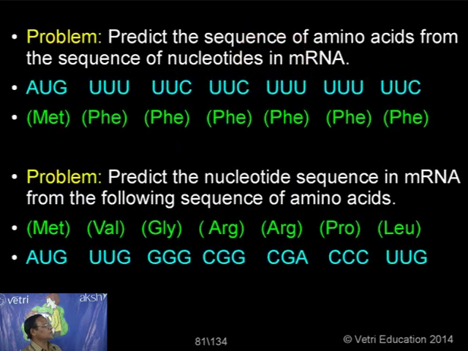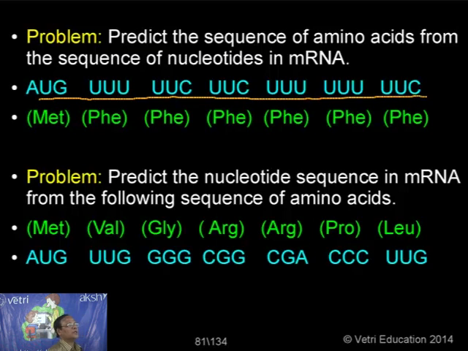Now this is the problem. You see that when you predict the sequence of amino acids from the sequence of nucleotides in mRNA, now these are all the sequences of nucleotides in mRNA, and you have to just find out. I mentioned already the first amino acid is always methionine, because the initiator codon is AUG. So these are all the amino acids. So in the first problem, the nucleotide sequences are given, and you have to find out the amino acids. In the second problem, the amino acid sequences in a protein are given, and you have to find out the type of codon for each one. This is the problem we have, you go through that.